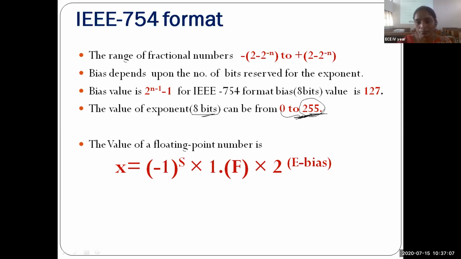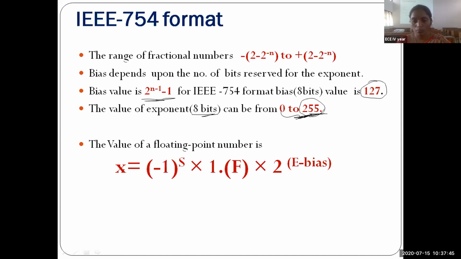Is it clear? And similarly, bias value. This is the bias value formula. So for 8 bits, what is the bias value? 2 power 8 minus 1 minus 1. 2 power 8 minus 1 is 2 power 7, which is 128. Minus 1 is how much? 127. So for 8 bits, the bias value is 127 and the exponent value is 255. By substituting this value here, you can know the value of the total number. So by using floating point numbers, you can overcome all the drawbacks which we face with the fixed point format.